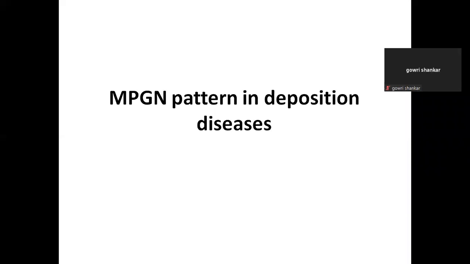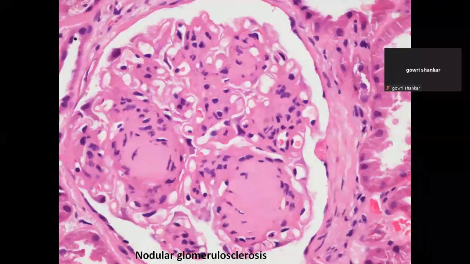Before I come to the deposition disease, I just want to show you. So what do you think this is? What does this image show? Can somebody answer this? This is a glomerulus. Nodular glomerulonephritis. Absolutely. Yes, this is a KW lesion, nodular glomerulus.